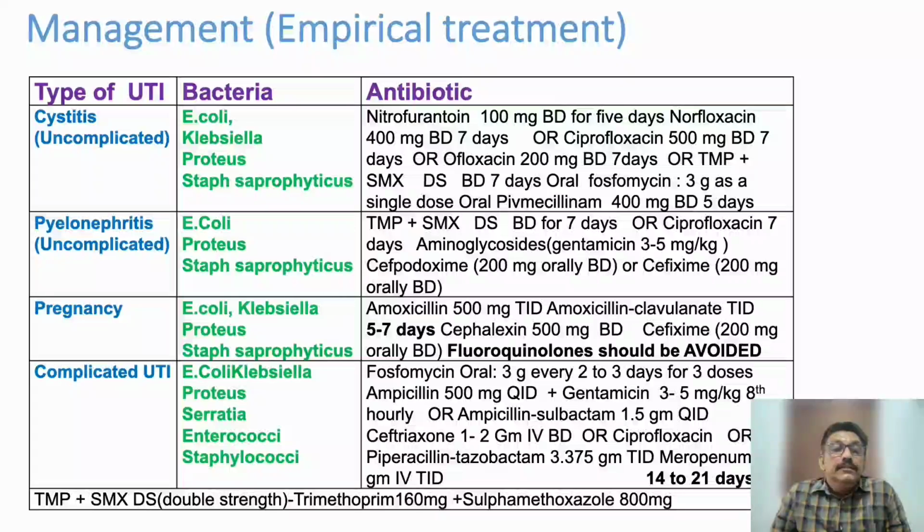And depending on the severity of infection, you have to increase the duration of treatment. In pregnancy, we can give amoxicillin with clavulanic acid. Try to avoid fluoroquinolones, but it is not a contraindicated drug. But there are some adverse effects for fluoroquinolones, which are described in textbooks. So many physicians avoid these fluoroquinolones in pregnancy.